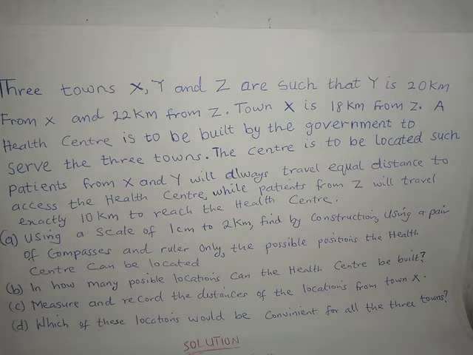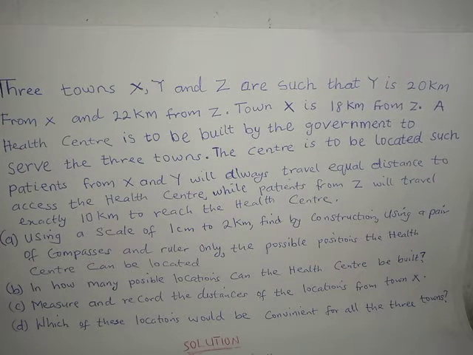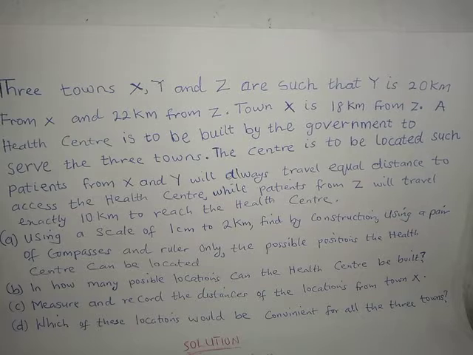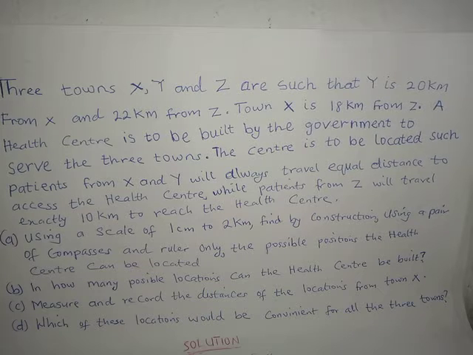So the question is, three towns X, Y, and Z are such that Y is 20 kilometers from X and 22 kilometers from Z. Town X is 18 kilometers from Z. A health center is to be built by the government to serve the three towns. The center is to be located such that patients from X, Y, and Z will always travel equal distance to access the health center, while patients from Z will travel exactly 10 kilometers to reach the health center.